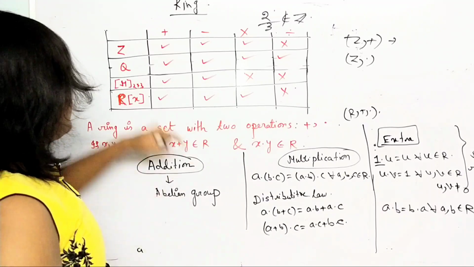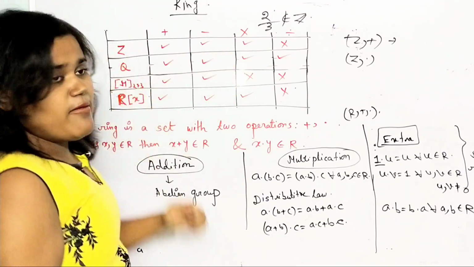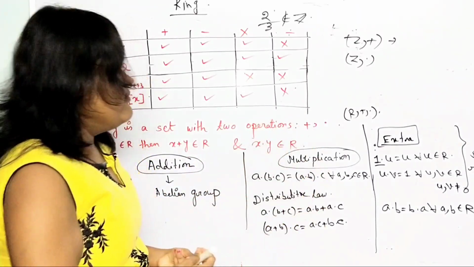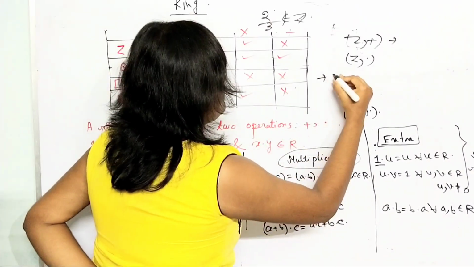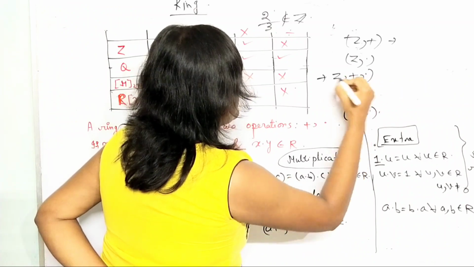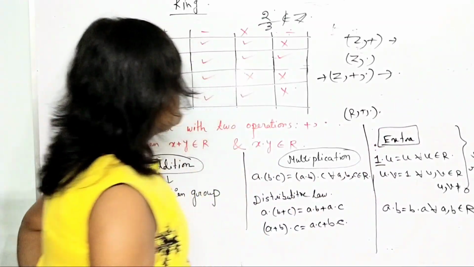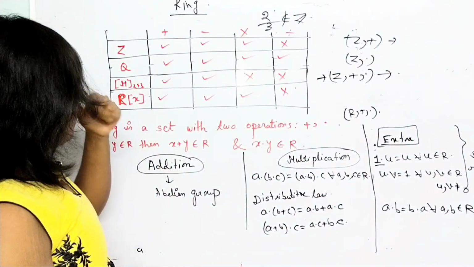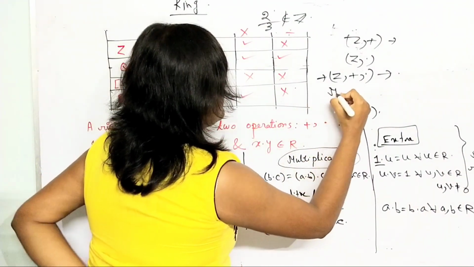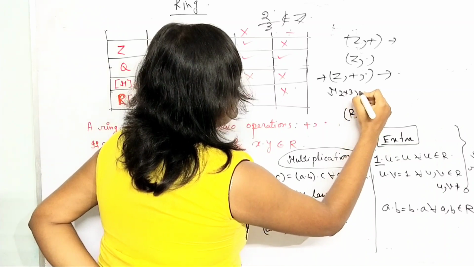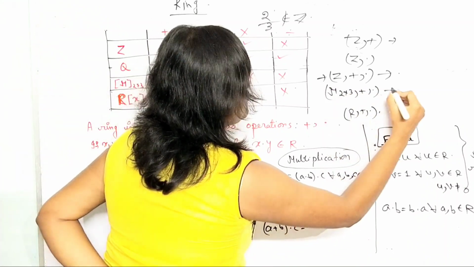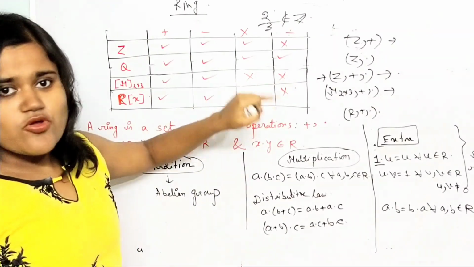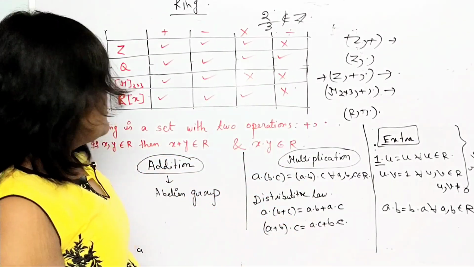Now tell me, in these examples, which will form a ring and which does not form a ring. Question is, does Z with plus and dot form a ring? Observe it. Yes, this will definitely form a ring, right? Now the question is, does M2×3 form a ring? Tell me, does this form a ring? No, because it is not closed with respect to multiplication, right?